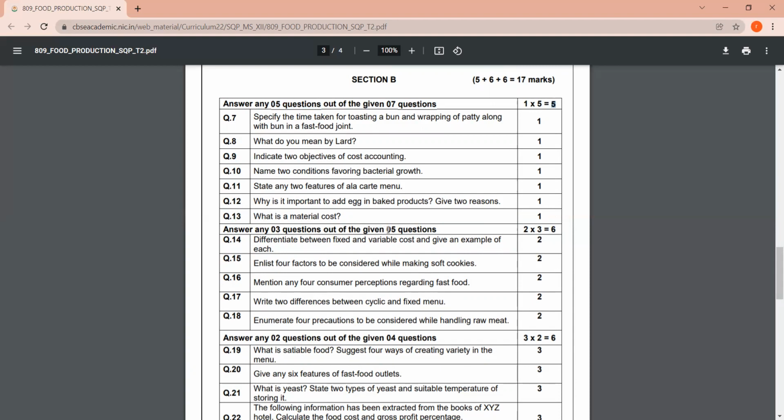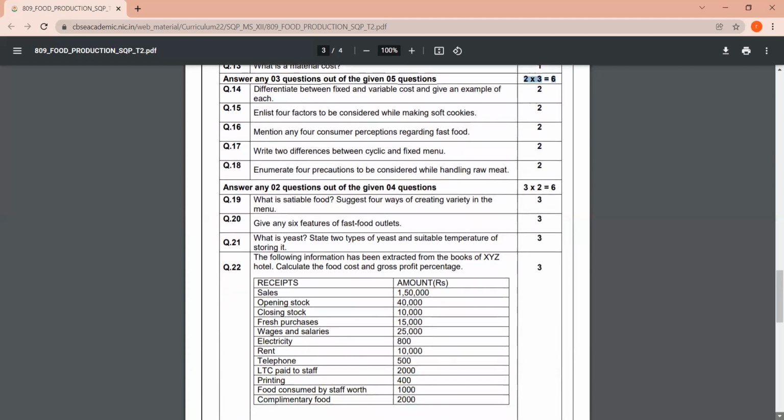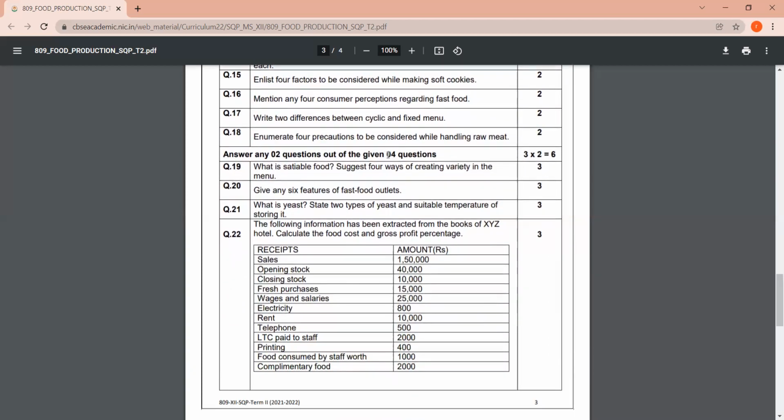Then let's move to 2 marker questions. So out of 5 2 marker questions that they have given, you need to answer any 3. That makes it 6 marks for you. After this, in the same section, we have 3 marker questions also. So we have 4 questions of 3 marks, and out of which you're supposed to answer 2 questions. So that makes it 6 marks for this particular set.